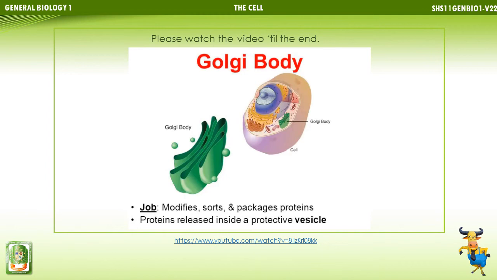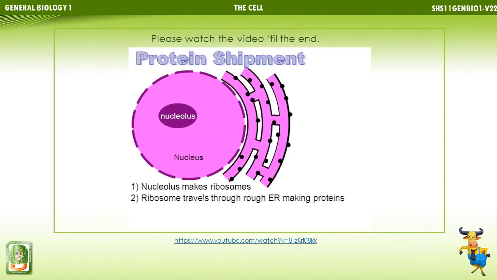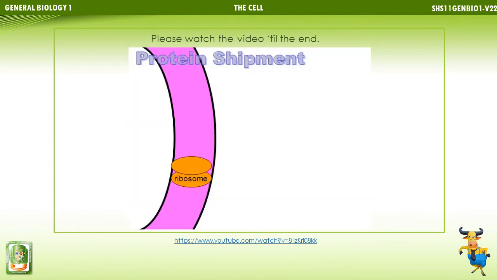And so let's go ahead and review what we've learned really quick. When we look at the process of shipping out a protein, in our animation, we can see the nucleolus is releasing a black dot. That black dot represents a ribosome. So the nucleolus makes a ribosome. Notice that ribosome then travels through that rough ER, that system of tubes and tunnels. So the ribosome is traveling through the rough ER, making a protein. Let's zoom in for a closer look.